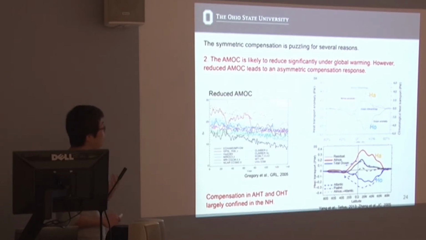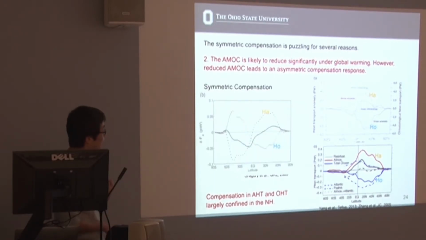Second is that the AMOC is likely to reduce significantly under global warming. Here researchers use a bunch of climate models. They found that under global warming, the AMOC will reduce significantly. But a reduced AMOC usually leads to an asymmetric compensation response. For example, in the hosing experiment, we have a southward ocean heat transport and a northward atmosphere heat transport, and they are largely confined to the Northern Hemisphere. But under global warming, we see that they are largely symmetric along the equator. So the symmetric compensation response is not obvious.